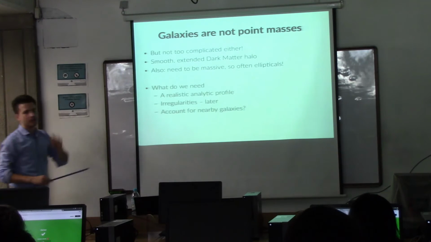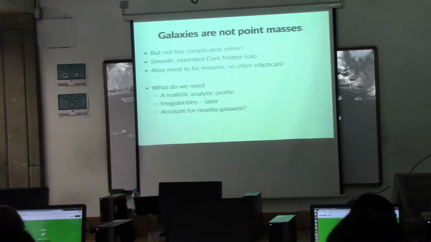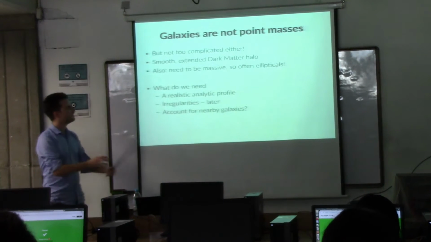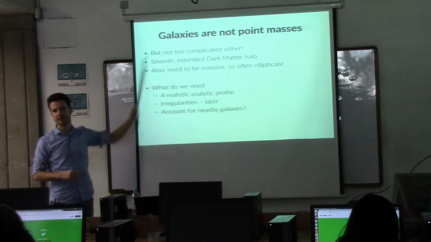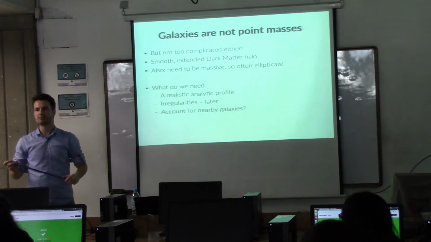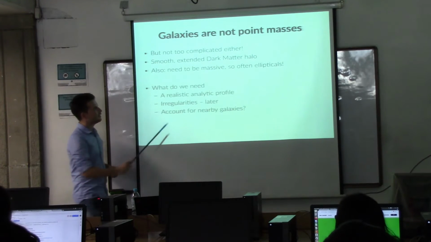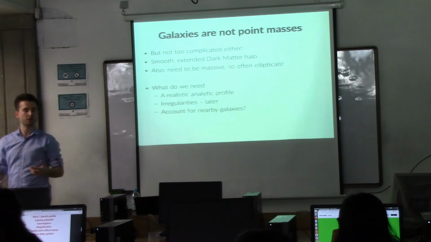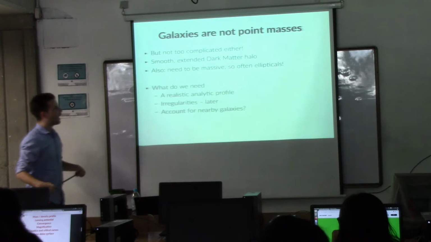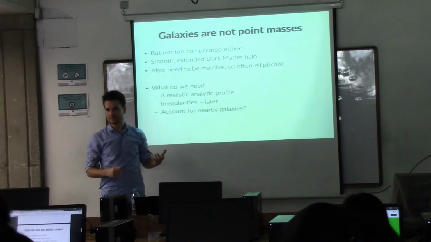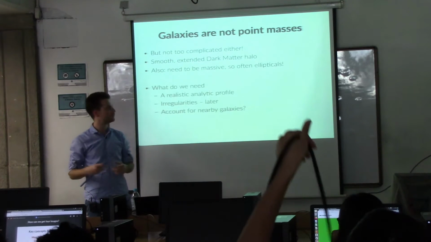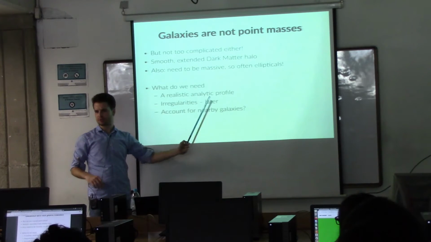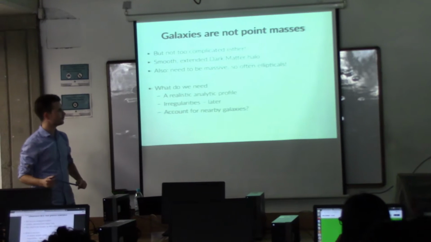Okay, so the problem we are having today is that galaxies are not point masses, but because a lot of lenses might be elliptical, they are not necessarily too complicated either. And an even better thing that we have to think about is that actually most of their mass is in the dark matter halo, which is often very smooth. So to address this problem, how do realistic galaxies work as lenses, we need ideally an analytic profile for their density distribution.